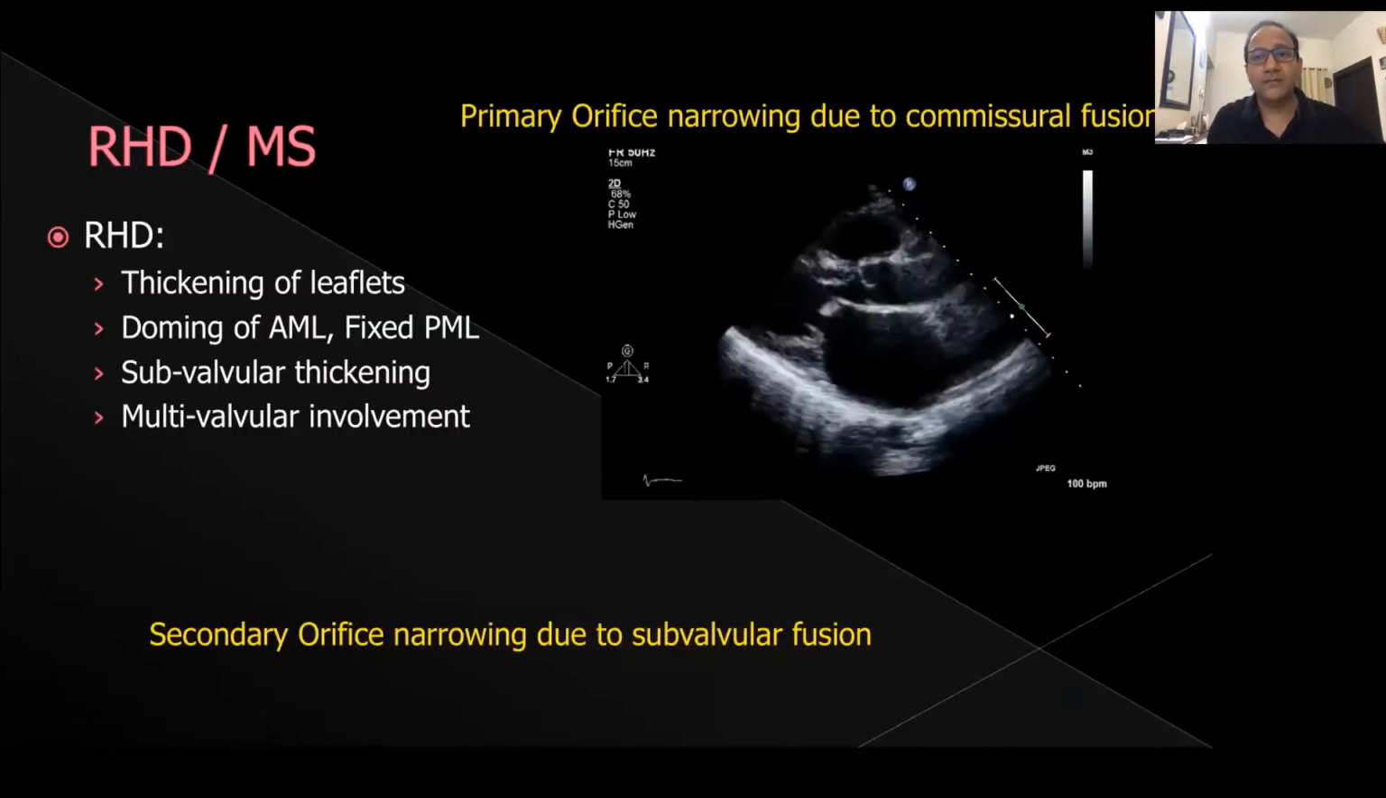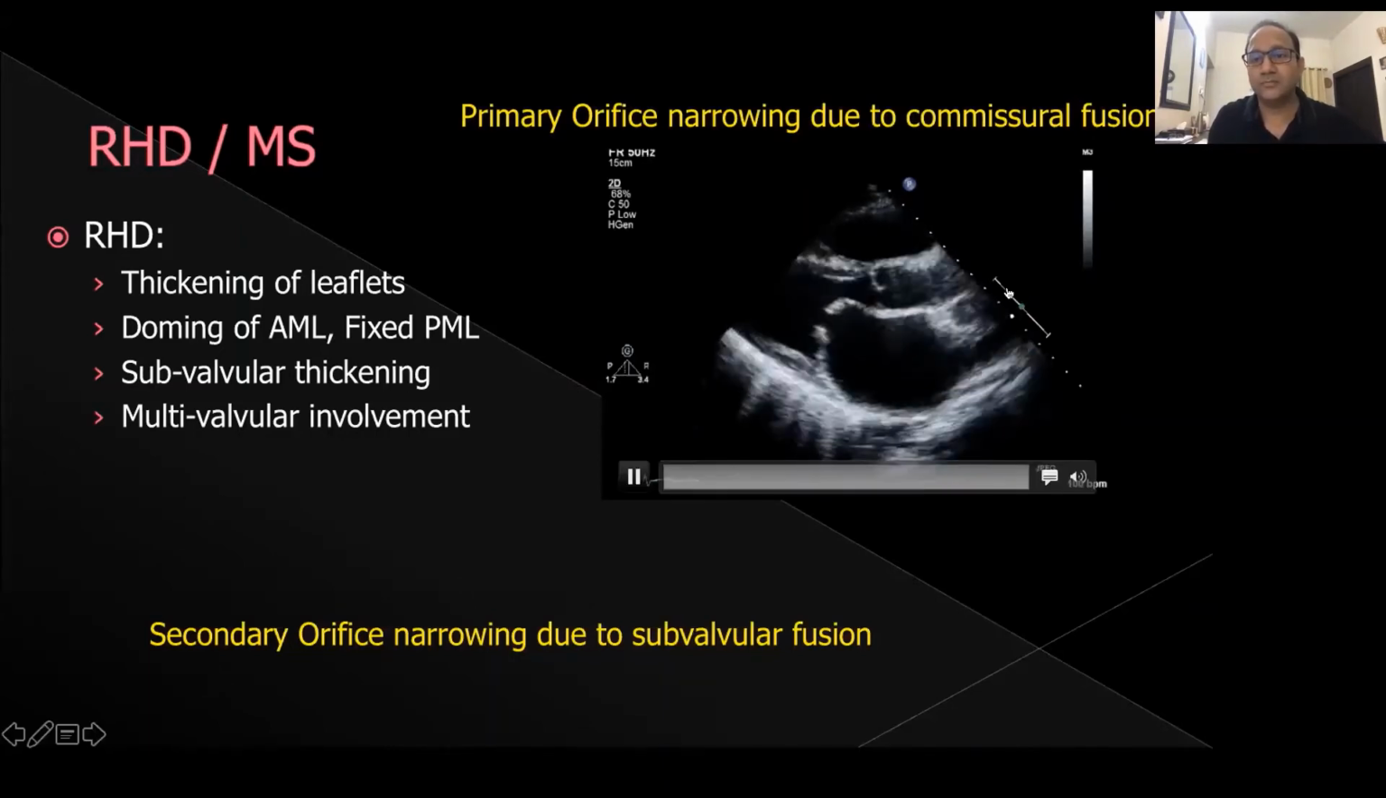Now, when we look at the echo evaluation, where the patient is, the first thing which you look at is the plax view. And you can see a typical doming of the anterior mitral leaflet. The PML is fixed. The left atrium is enlarged.